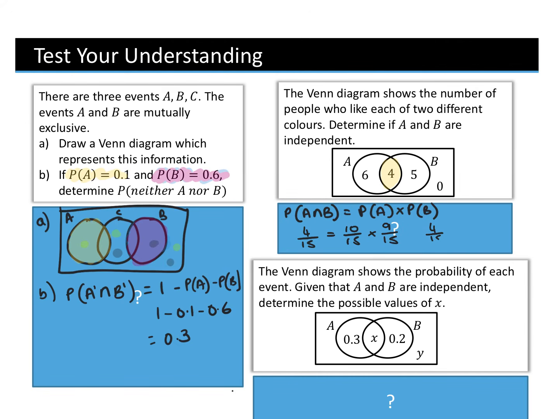So 4 over 15 should equal 90 over 225. Now, if we were to simplify 90 over 225, we're going to get 6 over 15. 4 over 15 does not equal 6 over 15. Therefore, these events are not independent.